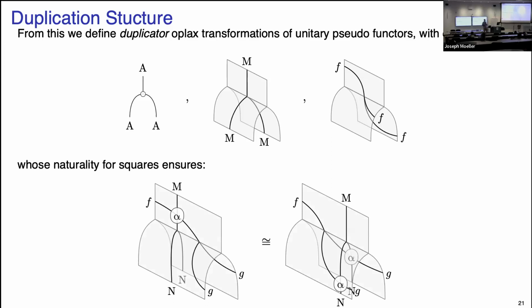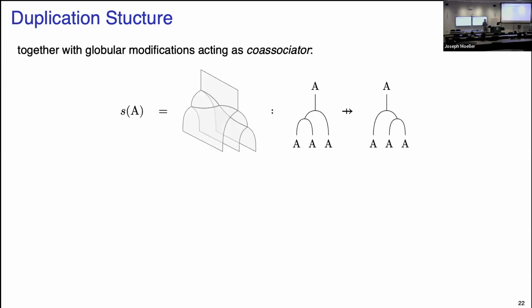But the nice thing is that because these things are transformations, we automatically get naturality for squares, which says that if we have a square and we duplicate its codomain in either dimension, then that's the same thing as duplicating the domain and then having 2 squares in the right order. Once we have this duplicator transformation, then we need a modification to act as a coassociator. This does exactly what you would expect. I've tried to draw an object component square of such a thing here with a boundary shown. It's just a structure categorifying the coassociator.